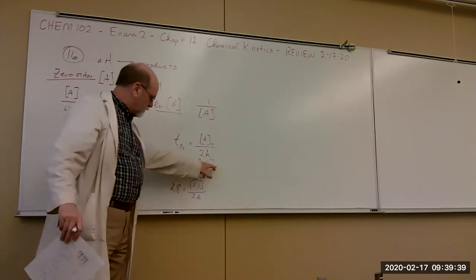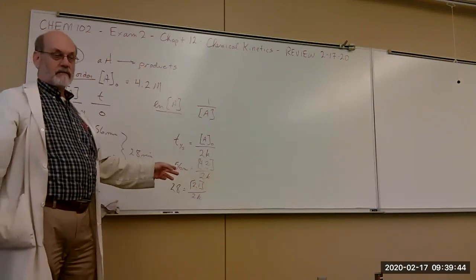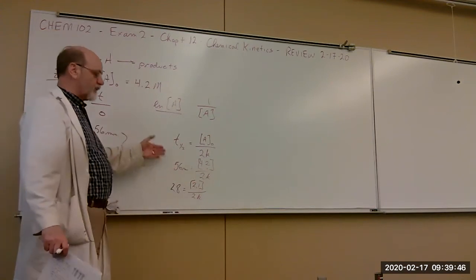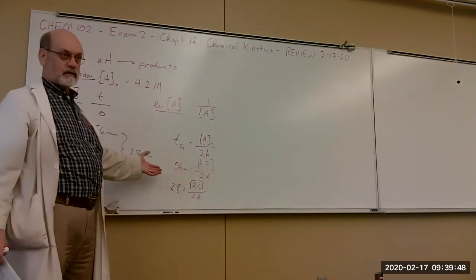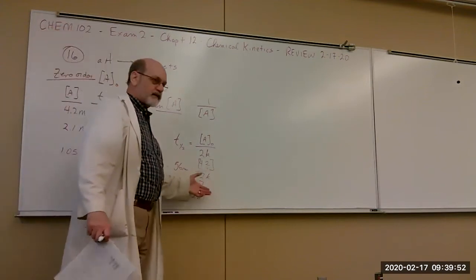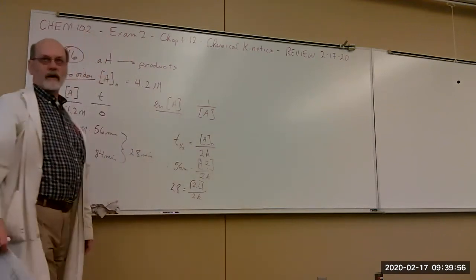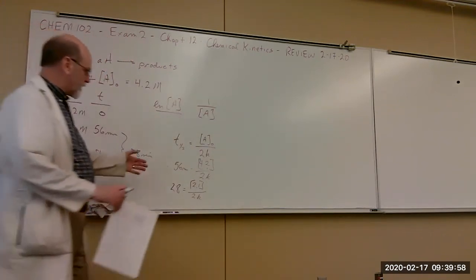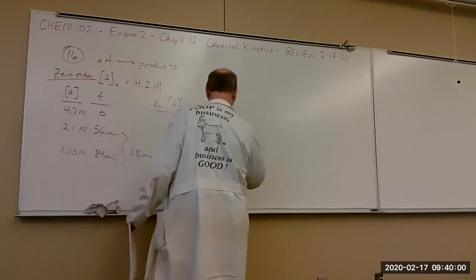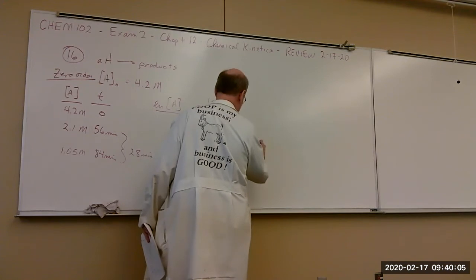Then you would solve this one for K and that one for K. Are they equal? If I told you it was zero order, then yeah, they would have to be equal. But if I didn't tell you, and you calculated these two Ks and they were not equal, zero order's out. Won't work. Then you do the same thing for first order, with t1/2 being 0.693 divided by K.